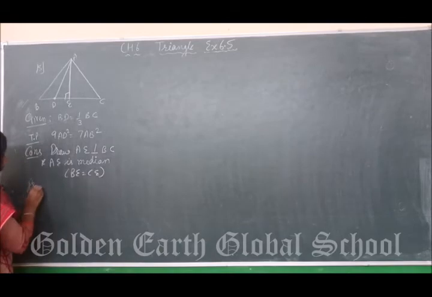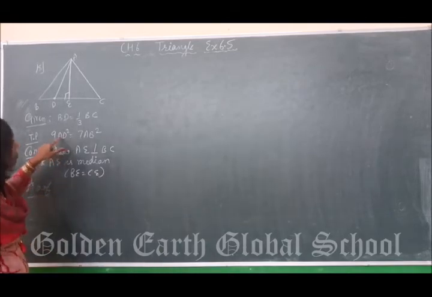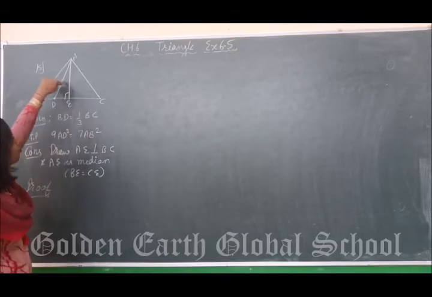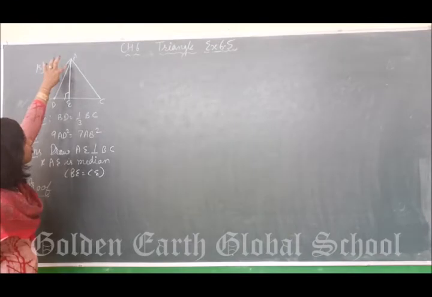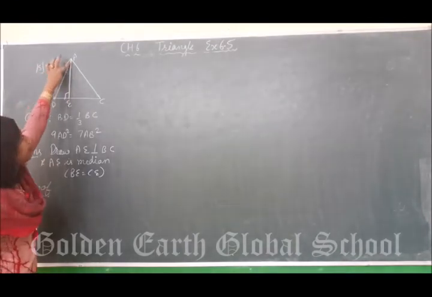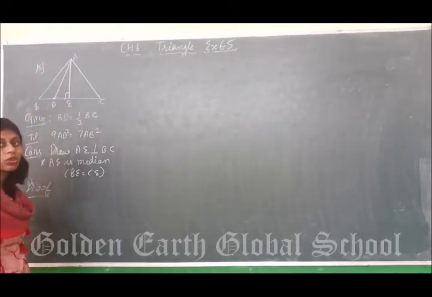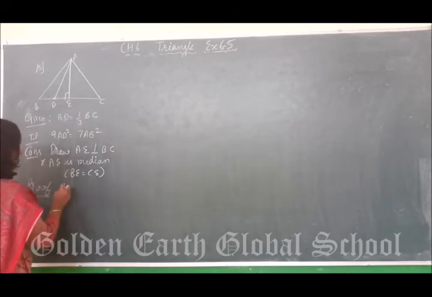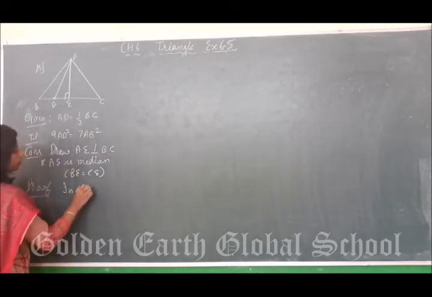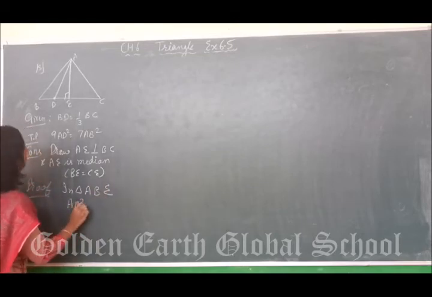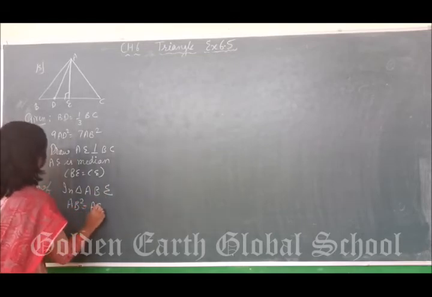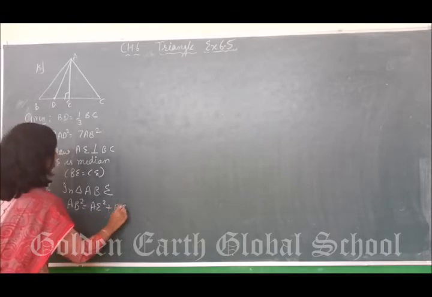So now we can apply Pythagoras theorem. In the proof we have AD and AB, so we will consider the triangles in which AD and AB sides are there. First of all ABE, then triangle ADE. In both the triangles apply Pythagoras theorem. First of all in triangle ABE, AB square is equals to AE square plus BE square.